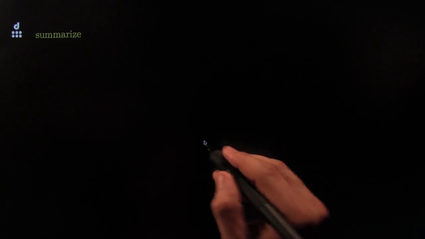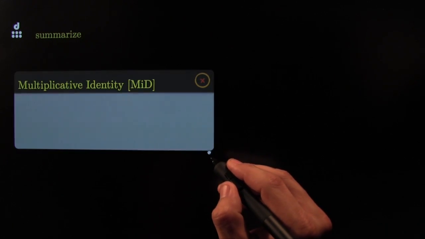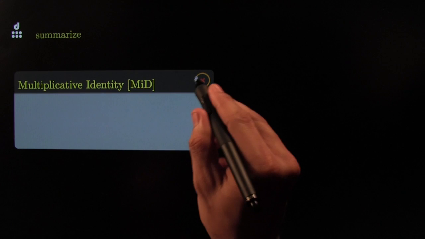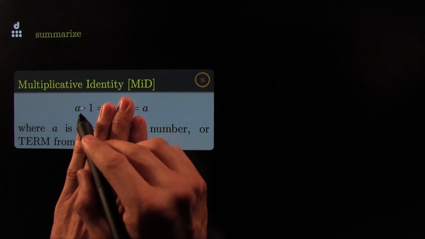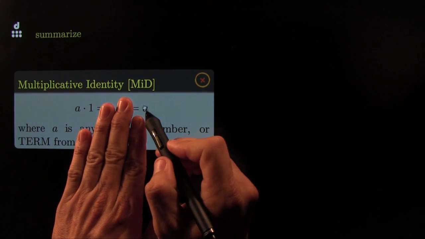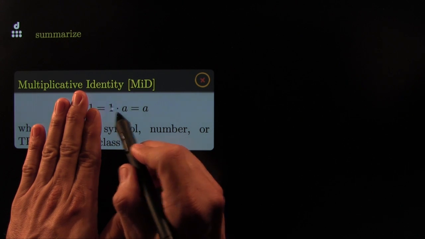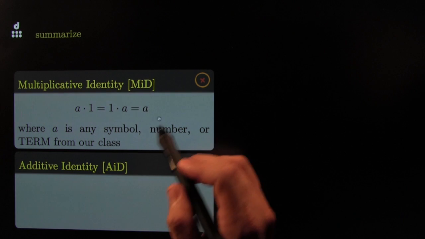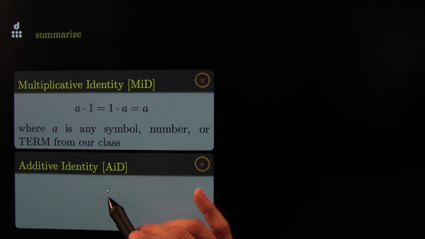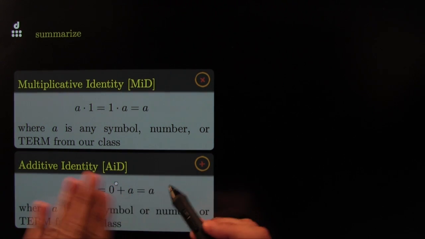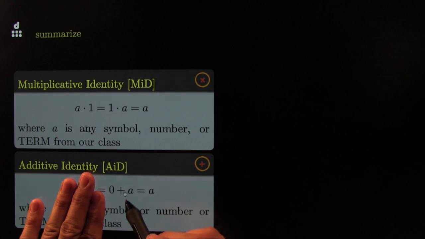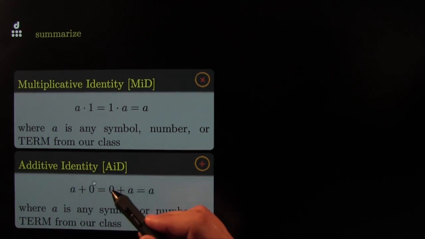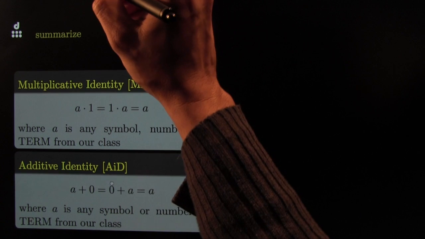Last time we learned that we had a multiplicative water. This is the water element. Nothing happens when you multiply A times 1. You get A, both ways. 1 times A, nothing happens. You get A. That's the water element, the identity element for multiplication. Additive identity, when you add 0, nothing happens. 0 is the water element, the identity. That's what we learned last time.